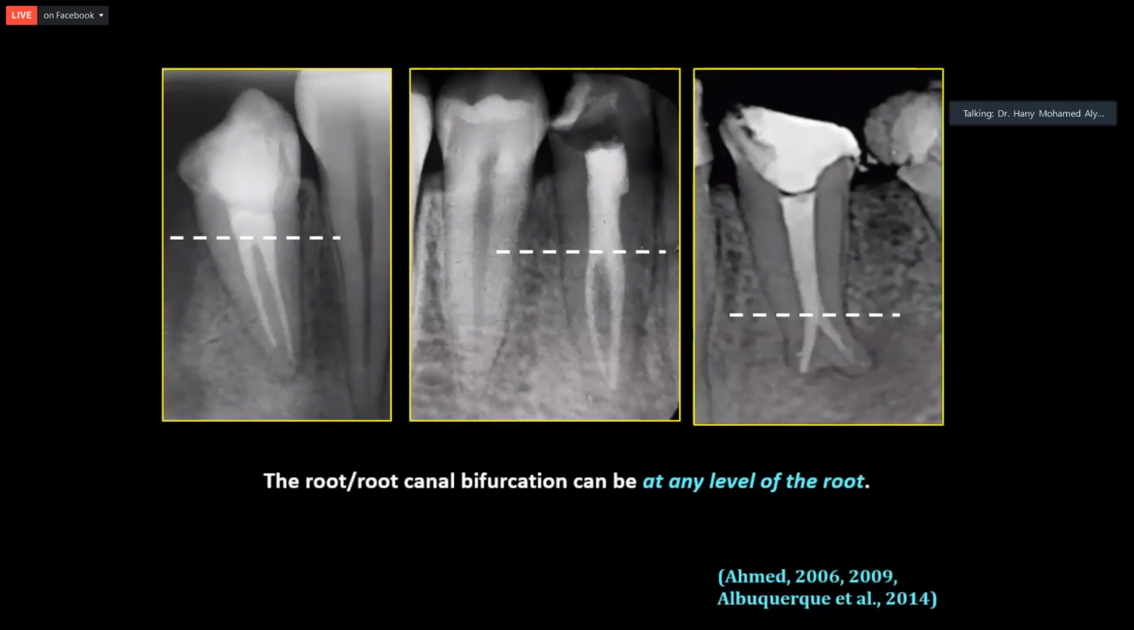The two canals morphology in the mandibular premolars can be even located in different ways. It can be two separate canals from the beginning, or can have one common canal and then dividing into two, or can be dividing in the apical third. So that's why it is very important during clinical practice to try to identify the canals properly, because the two canals can be bifurcating in the coronal or middle or apical third.